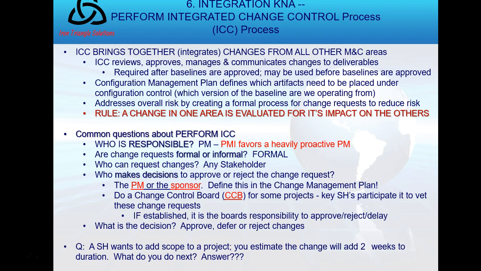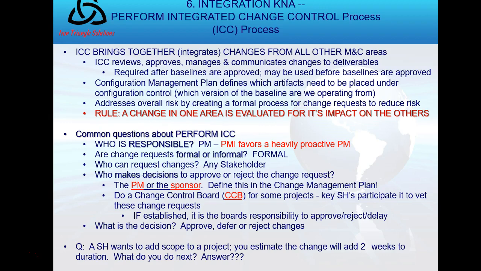Who makes decisions to approve or reject change? Well, that you would have defined in your project management plan and maybe in your change management plan. The project manager or the sponsor or the CCB itself. So you might say on a multi-million-dollar project, you know what? Any change under $10,000, the project manager can decide. Any change between $10,000 and $100,000, the sponsor can approve. And any change over $100,000 requires the change control board to vote. Okay, those are key stakeholders that participate to vet these changes.